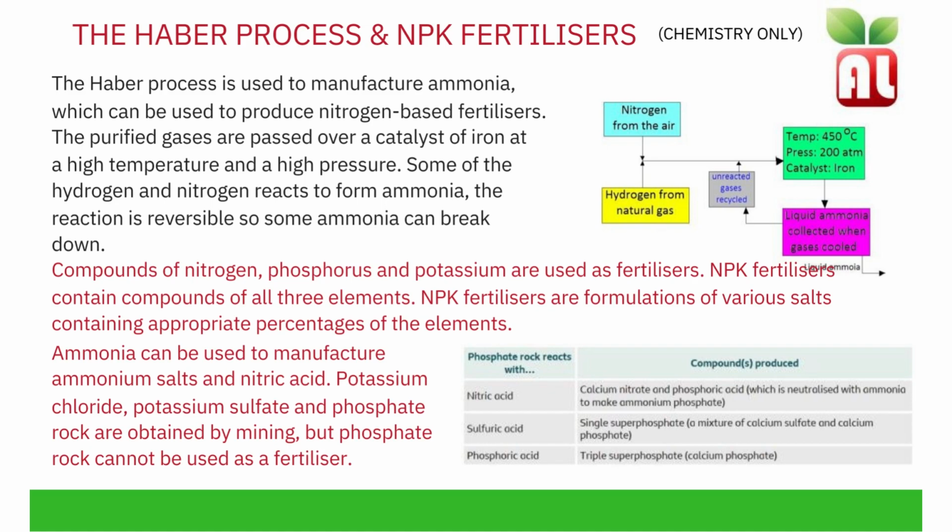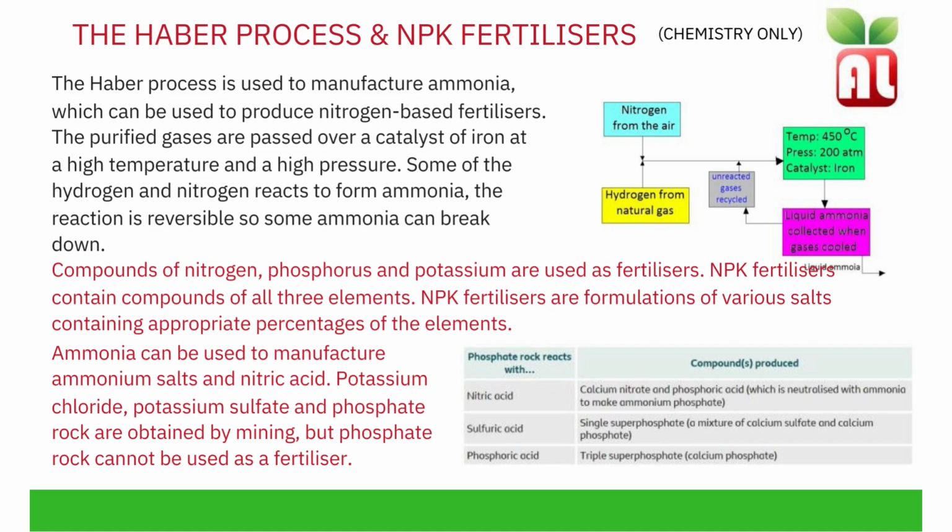Phosphate rock also reacts with sulfuric acid to produce single superphosphate, a mixture of calcium sulfate and calcium phosphate. Phosphate rock also reacts with phosphoric acid, producing triple superphosphate, also known as calcium phosphate.